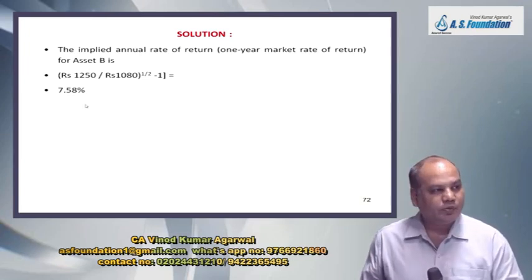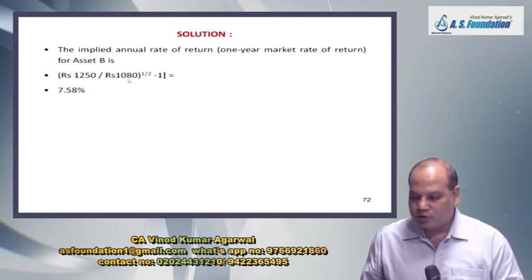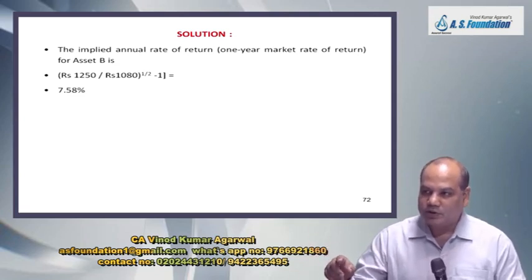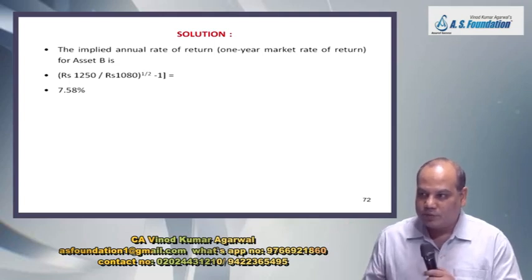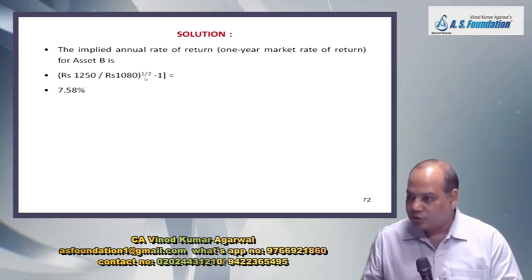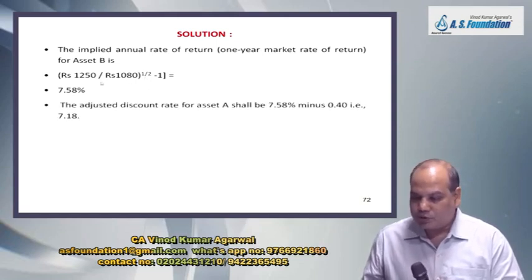Is the answer 7.58%? You can cross check. 1080 plus 7.58% plus 7.58% should become 1250. If it is a 3-year problem, take 1 by 3. 4-year problem, take 1 by 4. Okay. This formula is the formula of future value calculation.